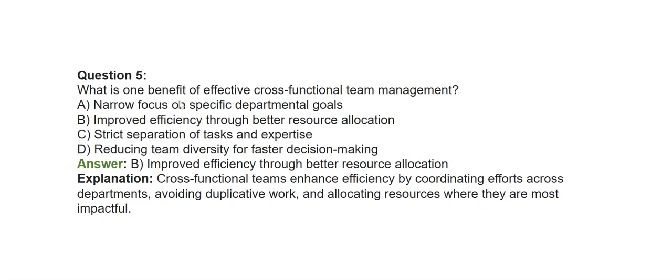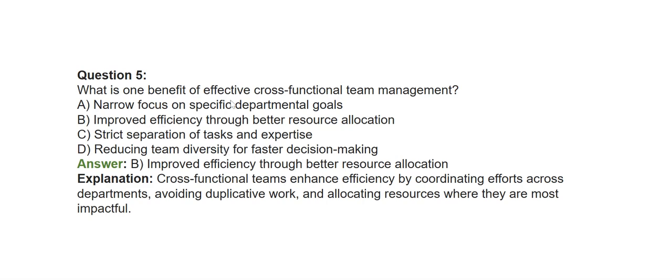Question 5: what is one benefit of effective cross-functional team management? From the following, for the one benefit: A, narrow focus on specific departmental goals; B, improved efficiency through better resource allocation; C, strict separation of tasks and expertise; or D, reducing team diversity for faster decision making.